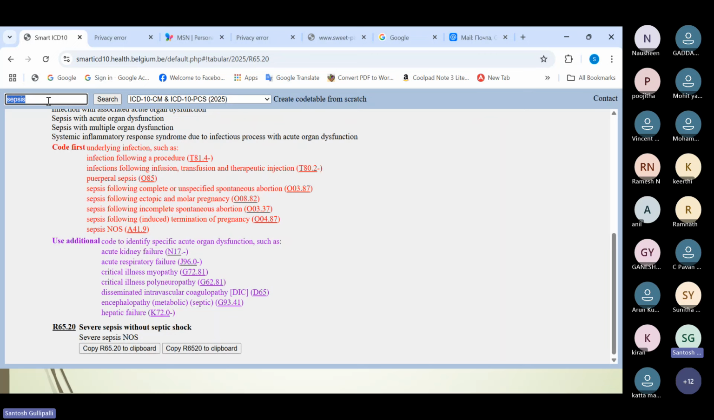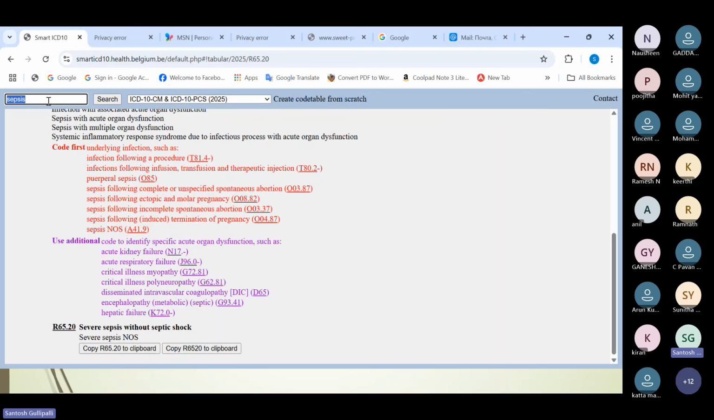The next topic is infections and parasitic diseases. In that chapter we learn the HIV and AIDS guidelines and the sepsis guidelines. Sepsis is very important in inpatient coding, and it is also very challenging and difficult, but I will tell you in a simple method.